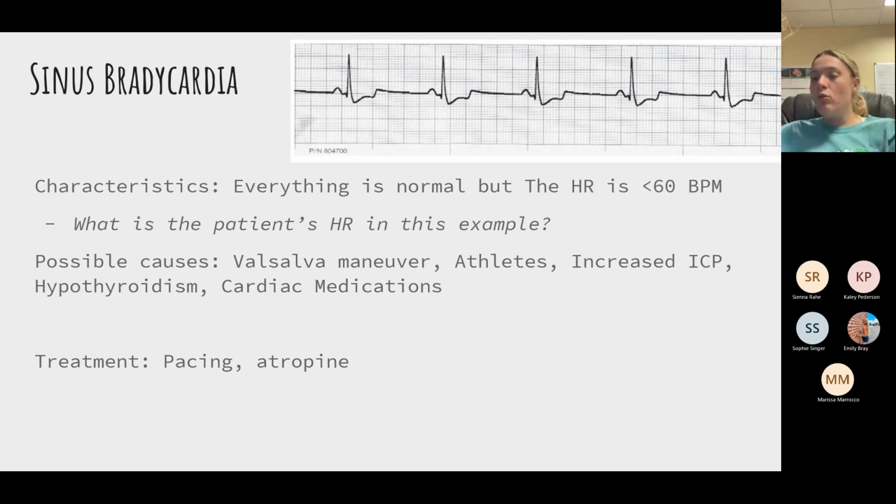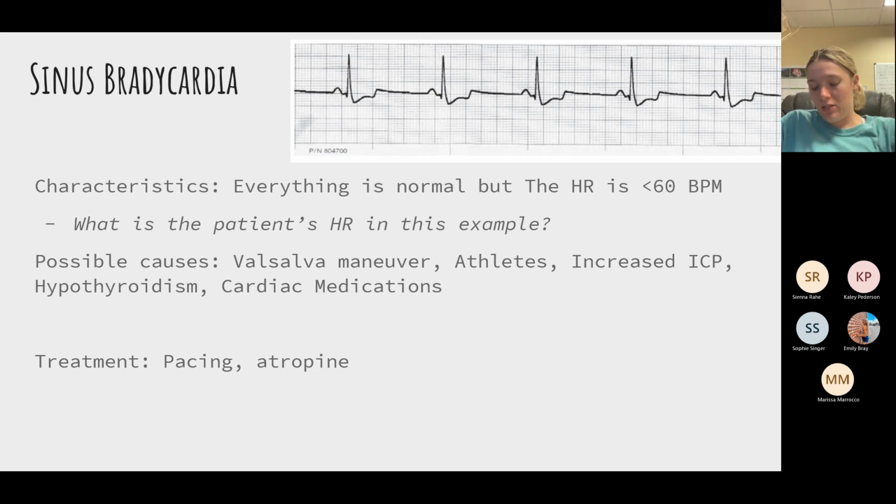So what do we do? We assess our patient. I sound like a broken record. Assess your patient. If your patient's an athlete, this is probably normal for them. Lots of things could cause this, but just keep in mind if maybe your patient is a trauma patient with a suspected head injury, maybe this is due to an increase in intracranial pressure.